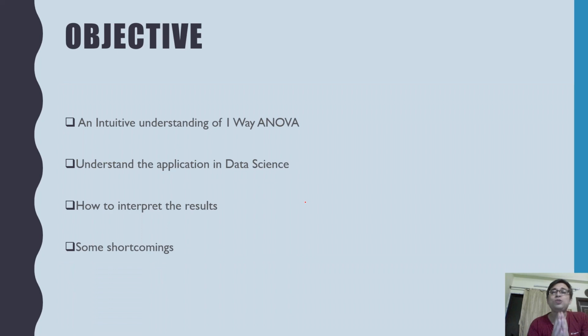So we are first going to develop an intuitive understanding of one-way ANOVA. Then we will look at a couple of applications in the context of data science and machine learning. Of course, we are not going to hand compute the results of one-way ANOVA. The results will be given by some tools, and we will see how to interpret that result. And finally, we'll discuss some of the shortcomings.